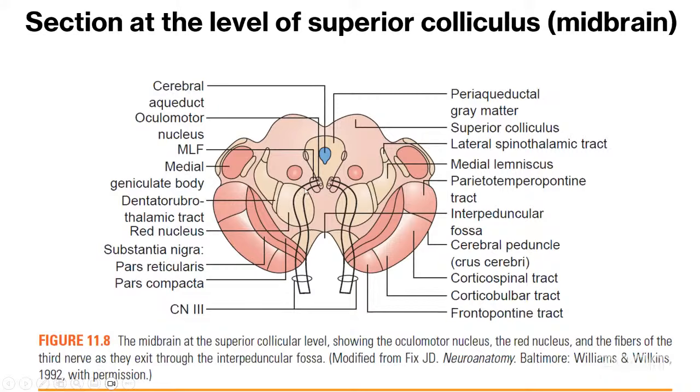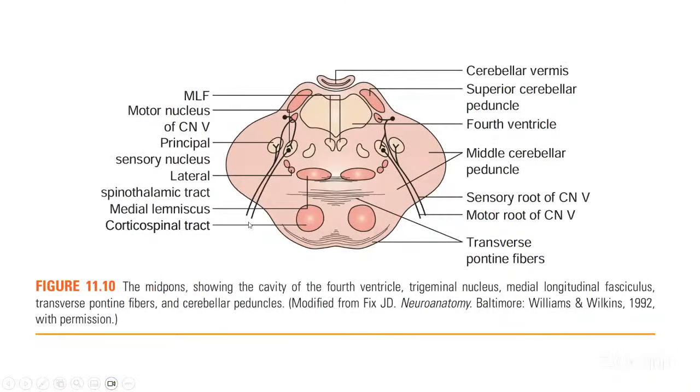Next, going into the next cut, the pontine cut section. In the pontine cut section, in the middle we can see the motor nucleus of the fifth cranial nerve, and it has a principal sensory nucleus. And here we can see the MLF, and these are the medial lemniscus. These are transverse pontine fibers and corticospinal tract. So this is the fourth ventricle. Above the fourth ventricle, the superior cerebellar peduncle is there.